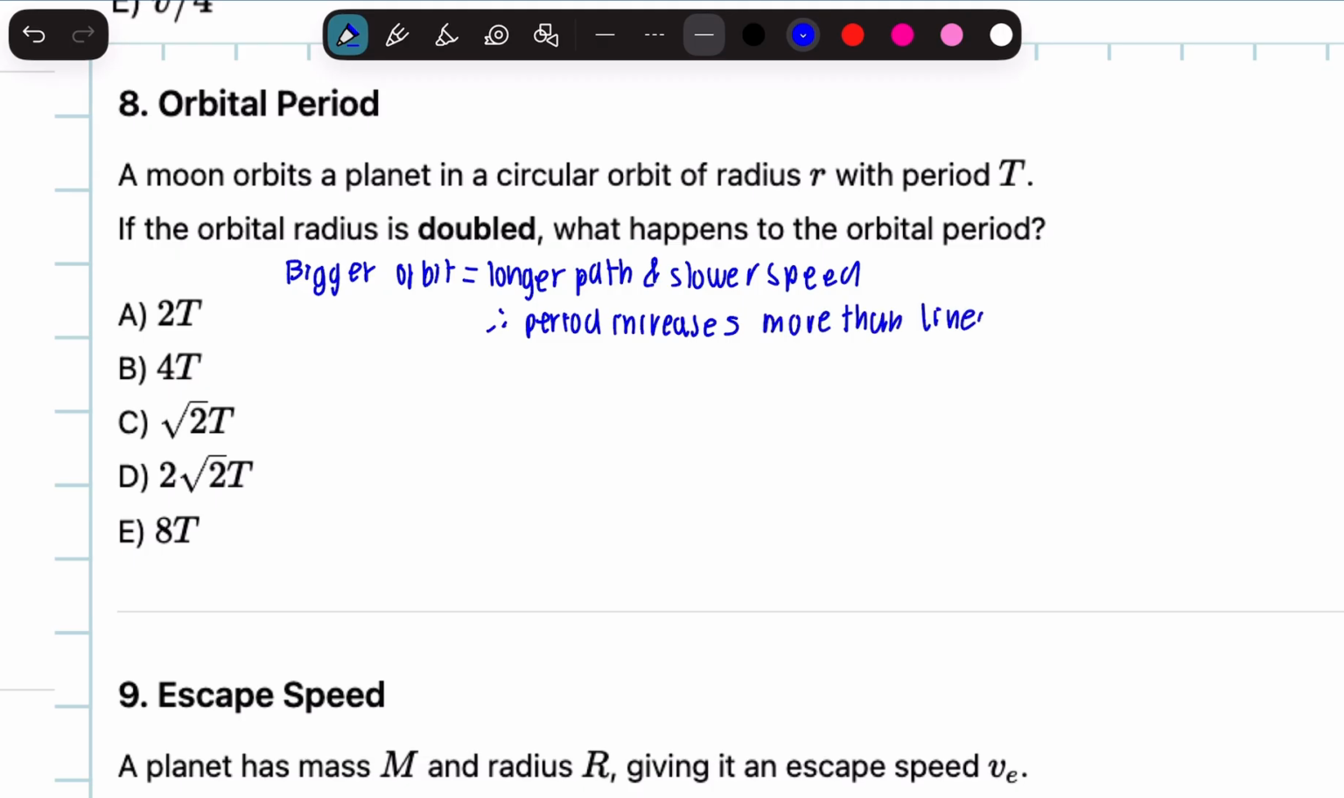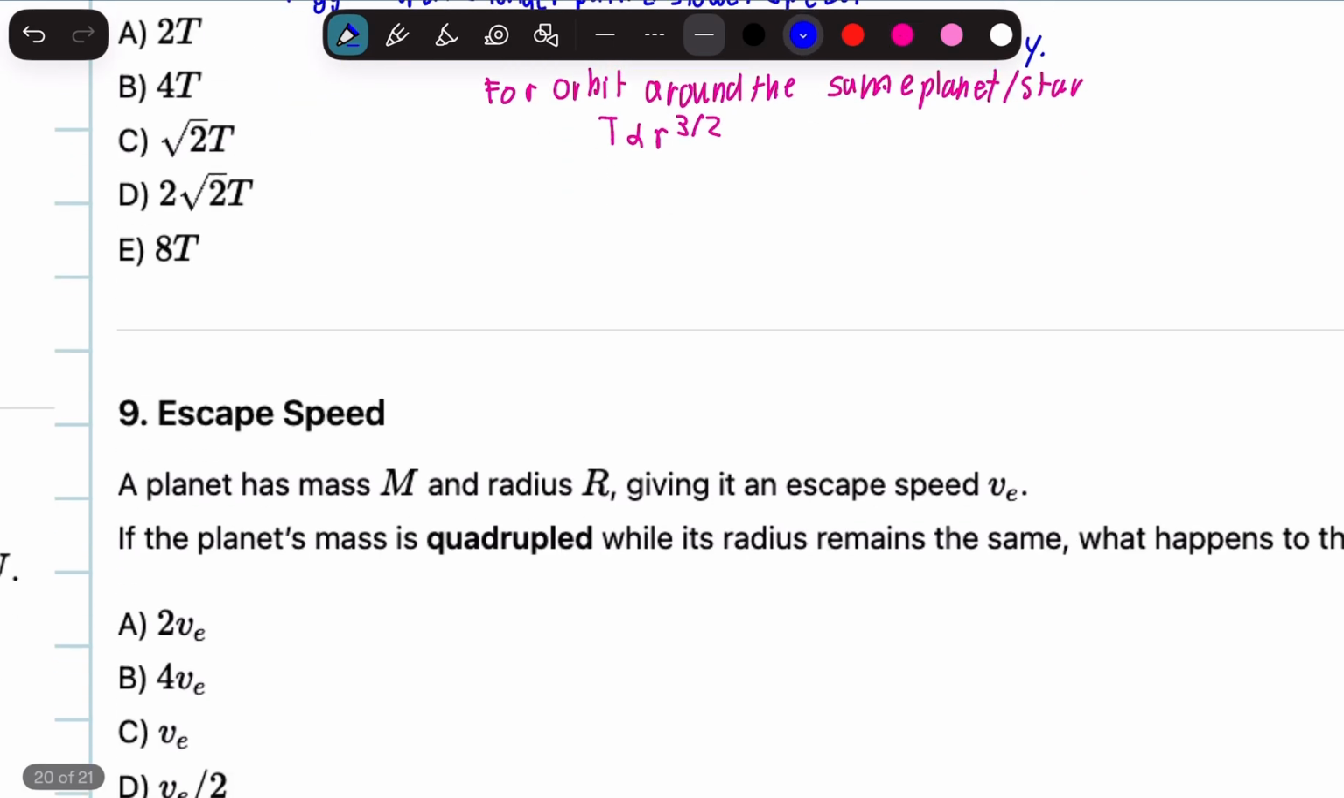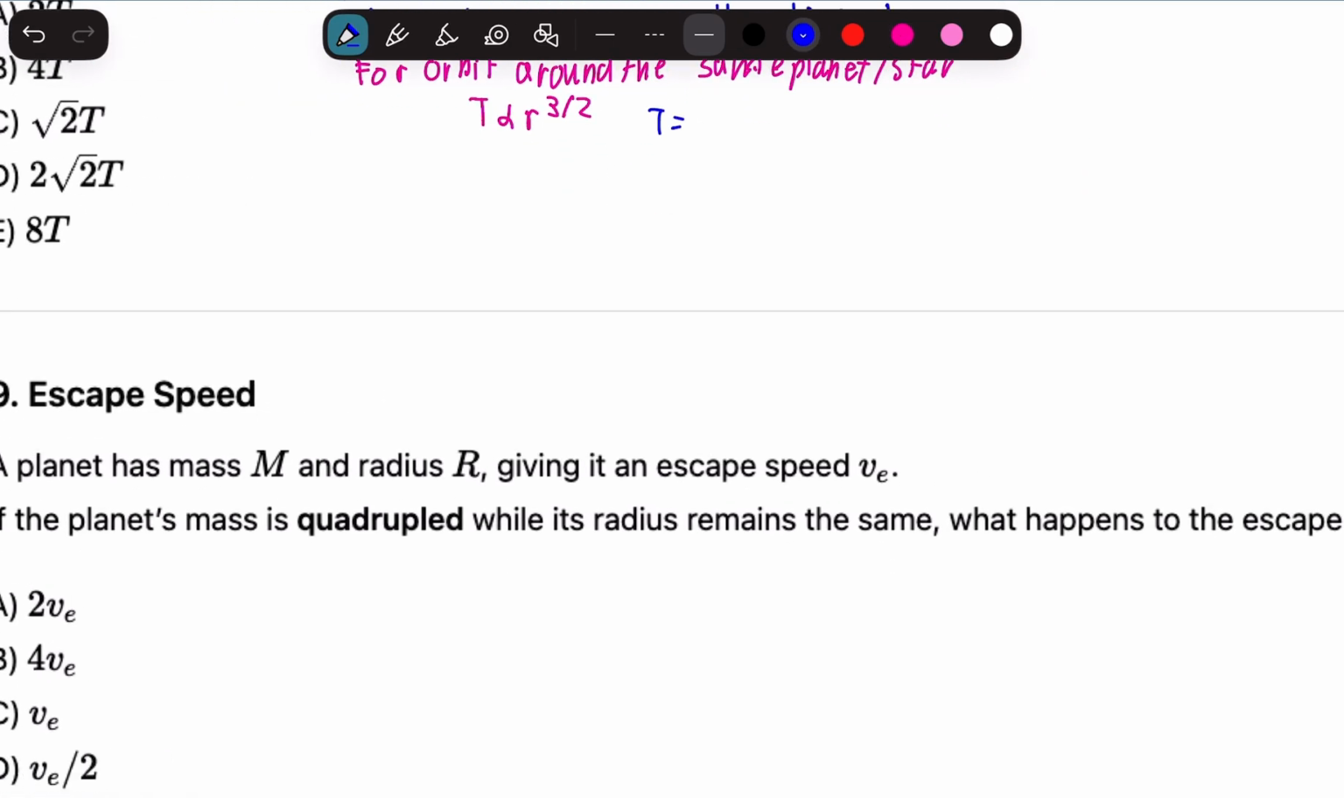So that means that we can use this specific relationship for orbits around the same planet or star. You can use T is proportional to r to the power of 3 over 2. So where does this come from? This comes from T is equal to 2 pi times r over v.